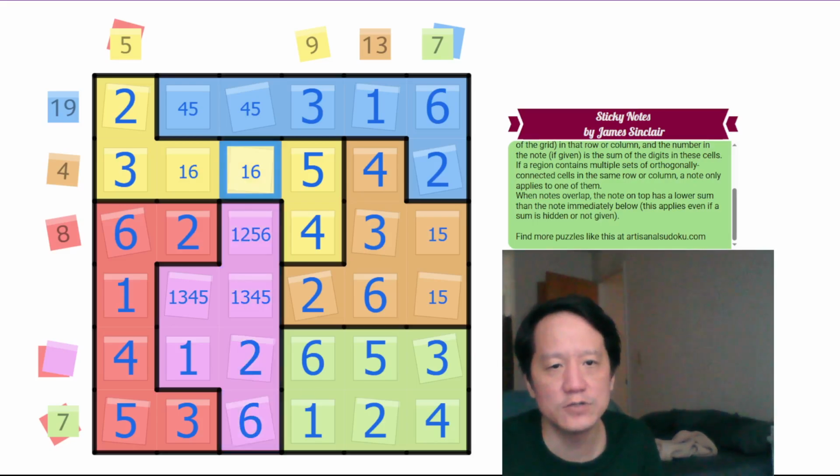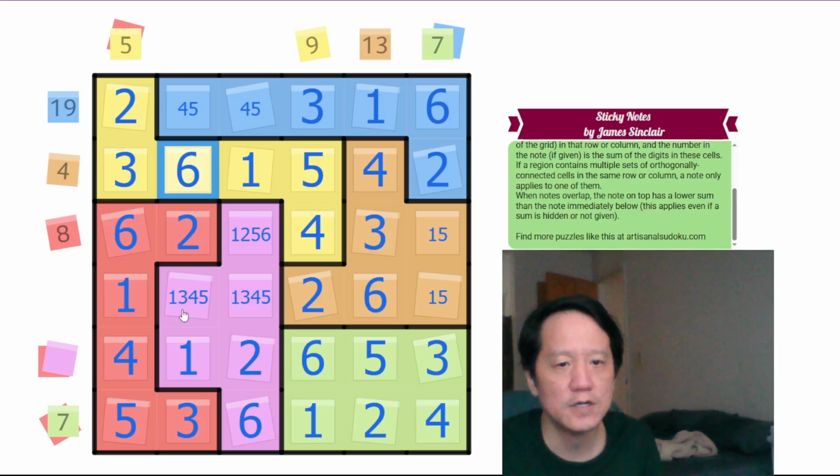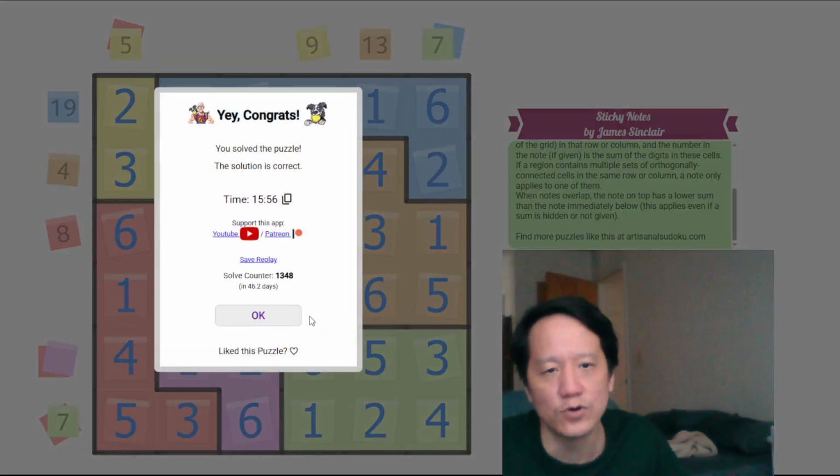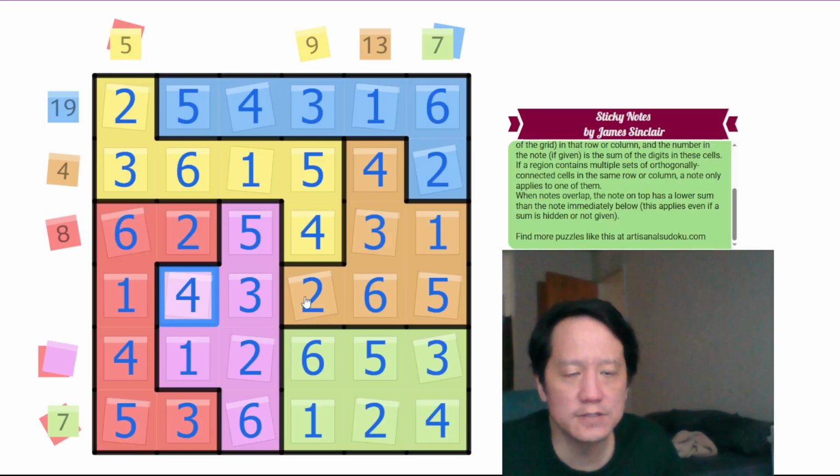6 eliminates 6 here, so it's 1 and 6. 1 eliminates 1 here, so it's 5 and 1. This can't be 1, 2, 6, so this must be 5. This 5 eliminates 5 here, so it's 4 and 5. That leaves this as 3 and this as 4. And that's a solution. So, fairly straightforward.